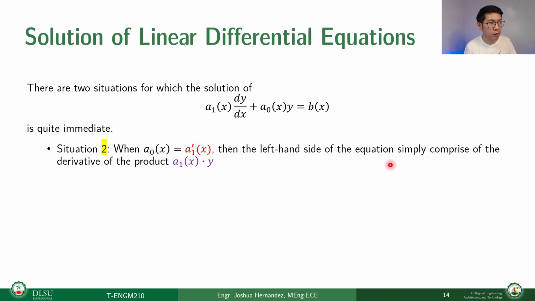Then the left-hand side of the equation simply comprises the derivative of the product a sub 1 of x and y. Ano daw? What if this a naught of x is equal to a sub 1 prime of x multiplied, of course, by y? What if it turned out to be like that? Well, sulat natin, no? We have a sub 1 of x dy over dx plus a sub 1 prime of x times y, okay, equals b of x.